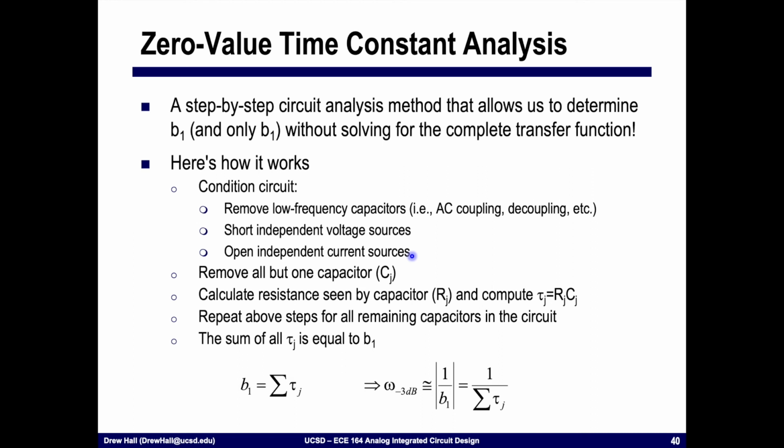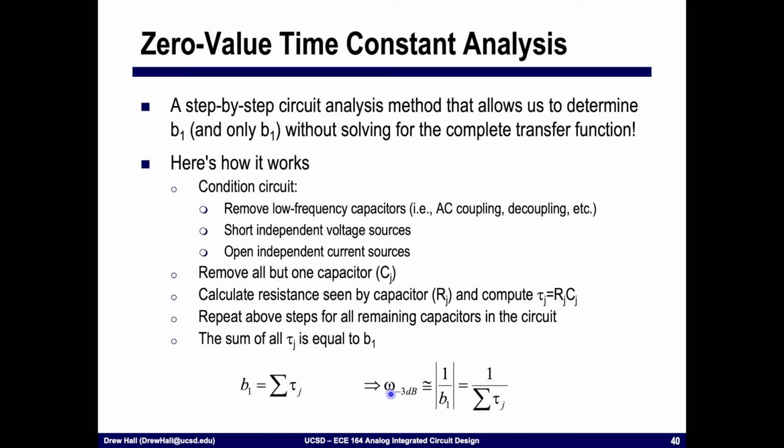Okay? All right, so once we have conditioned our circuit, we're going to remove all but one capacitor, calculate the resistance seen by that capacitor, and then compute a time constant, where the time constant is R times C. We're going to repeat this for every one of the capacitors that we have in the circuit, and then B1 is going to be equal to the sum of these time constants, and the 3 dB bandwidth is simply 1 over B1, which is 1 over the sum of the time constants.